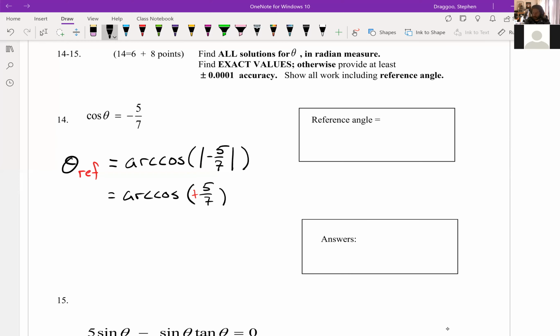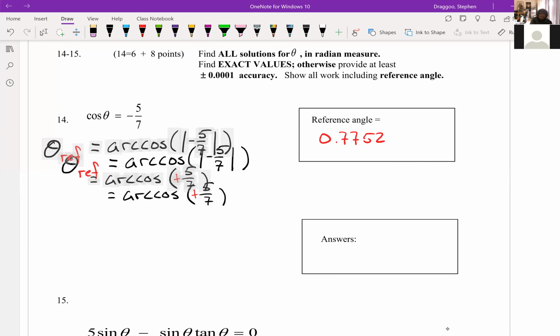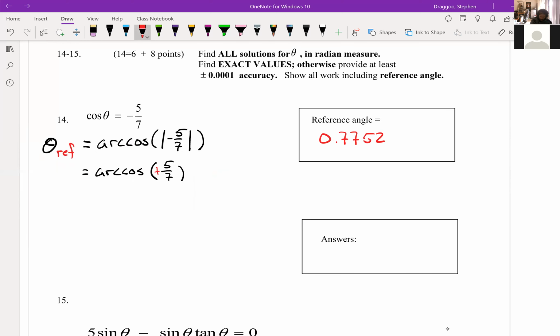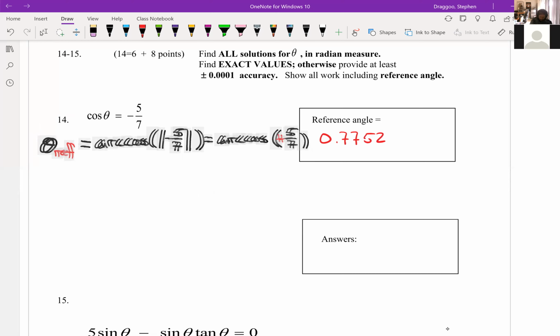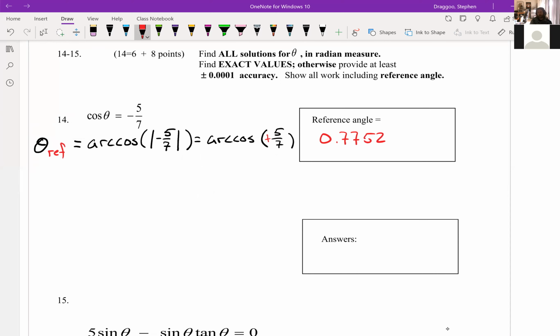Arc cosine 5/7. 0.7752 is what I get when I put that in the calculator. Okay. So up next, cosine is equal to a negative number, which means that theta, hear that negative, which means we should be looking in quadrants 2 and 3.